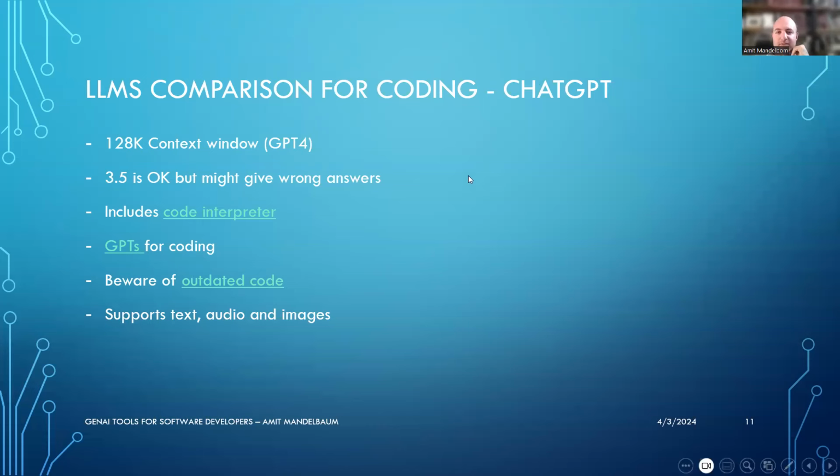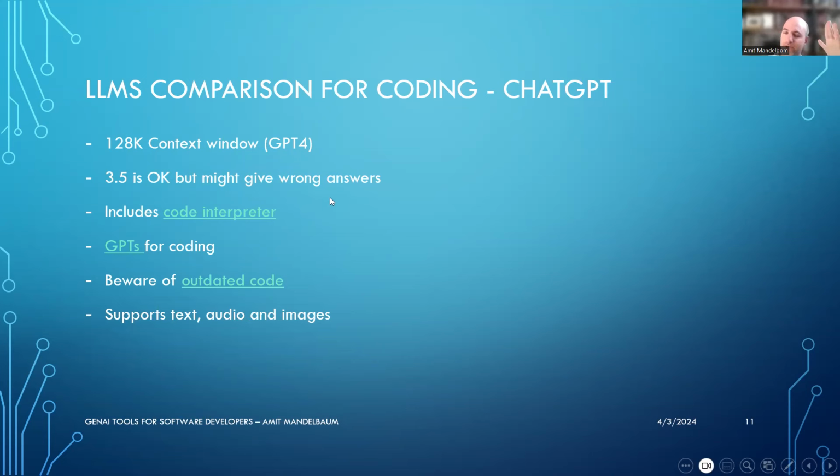So ChatGPT, the first one, is probably the oldest of the bunch, and has a 128K context window, which means it's quite a lot of code. But this one is paid, as you know, GPT-4 is actually paid. I think they are going to offer a free version sometime in the next few months, but currently it is paid. You have to pay for it either through the API or through the premium subscription.